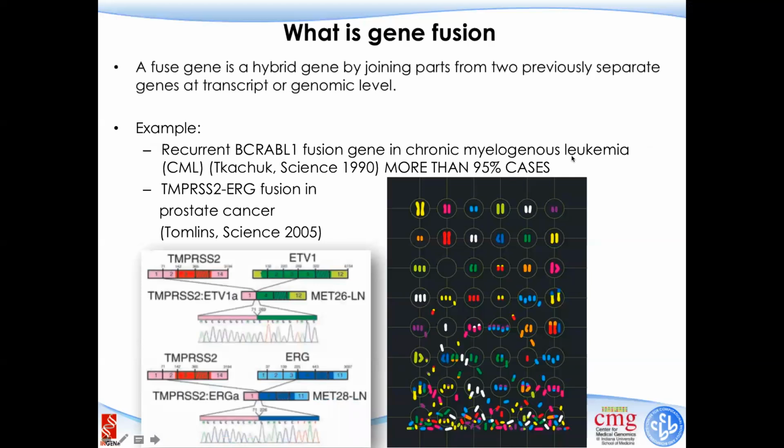So CML is one very famous case, and there's a drug named Gleevec developed to directly treat this disease, and it happens in more than 95% of CML. Now, with identification of this event and with the development of the drug, CML's treatment effect is very good. And there are also some other reported gene fusions in other cancers, but the prevalence is not that high.